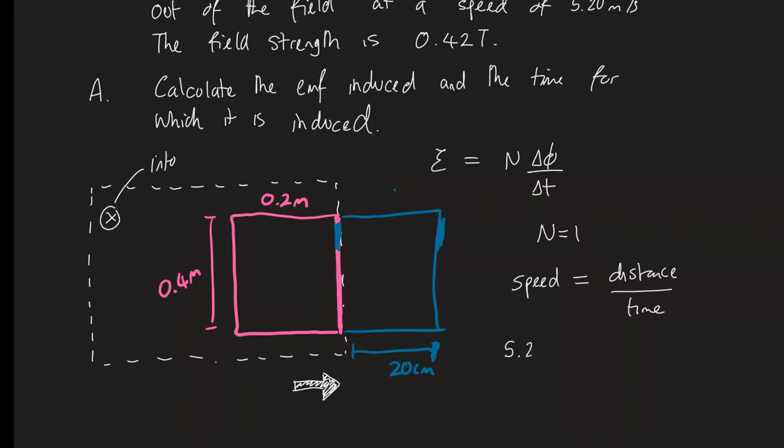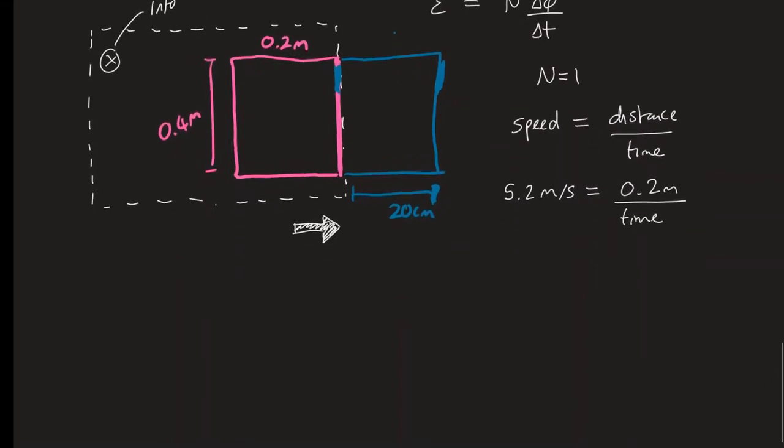We know the speed is 5.2 meters per second. We know that it's got to cover a distance of 20 centimeters, 0.2 meters. And then we don't know the time this takes. So we can rearrange that equation and say that time is equal to 0.2 divided by 5.2, and that is 0.0385 seconds.